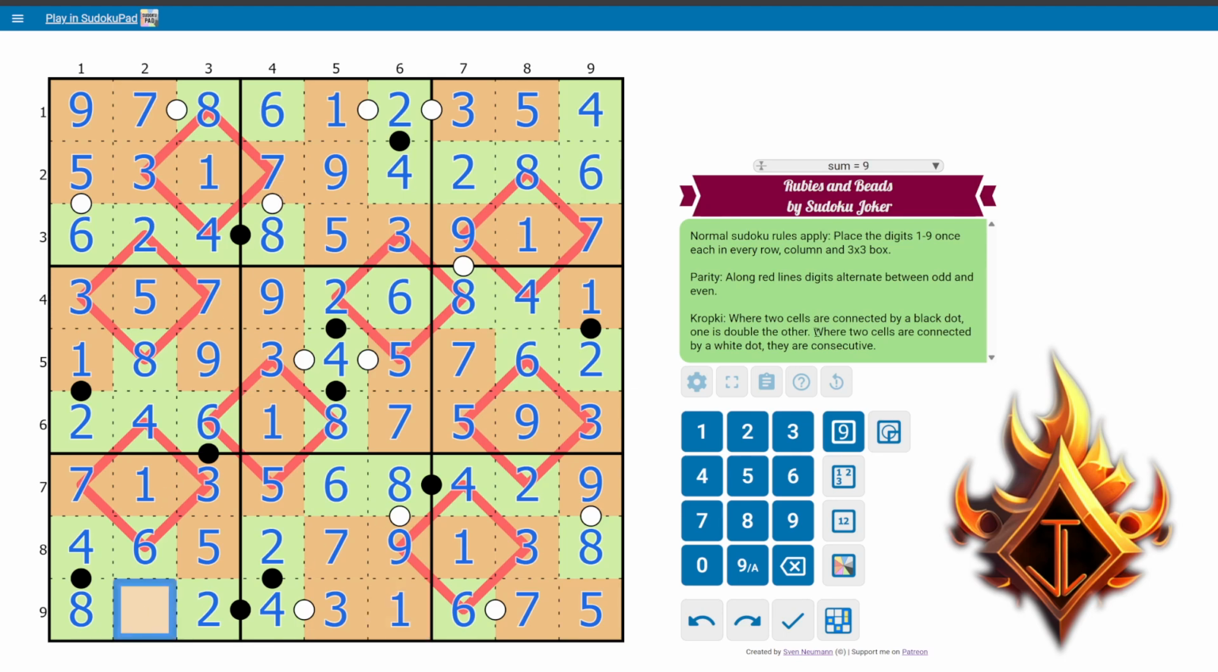That was a cool puzzle. I did enjoy that nice little break-in, and with all the figuring out what rows and which diamond parity would break it and everything. That was very cool. That was Rubies and Beads by Sudoku Joker.